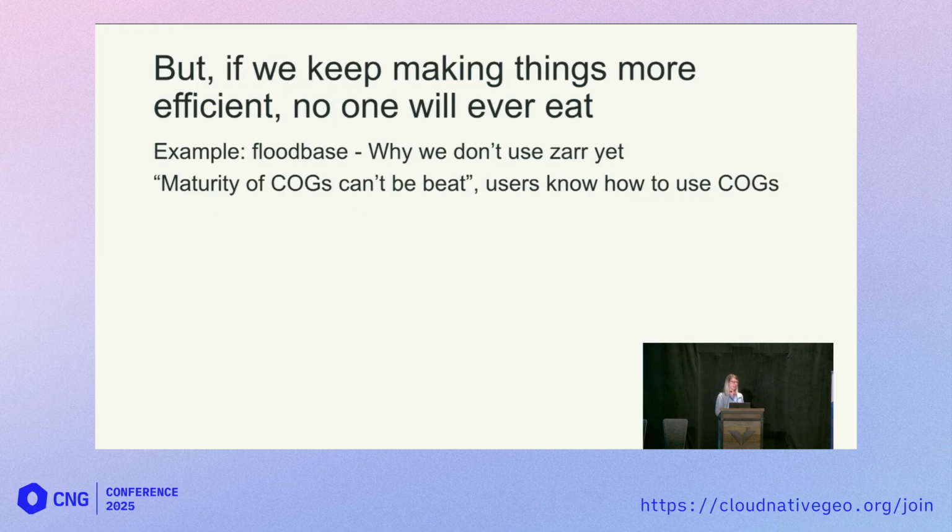And then this is leading into what we should keep thinking about, which is that we can keep making things more efficient, but no one will ever eat. We had this really great example of Floodbase and how they're still leveraging COGs because they're very mature and a lot of their users depend on COGs, and you can just drop COGs into QGIS and have it work.